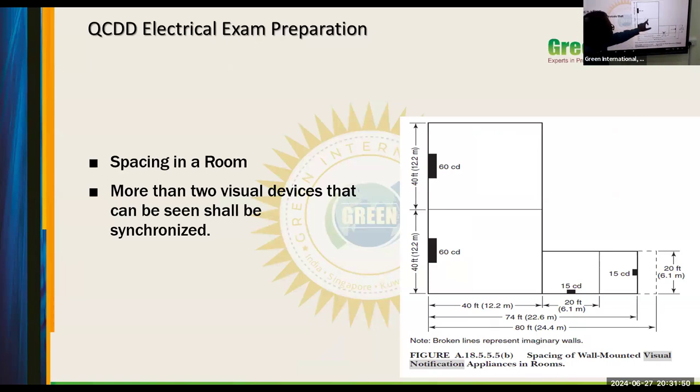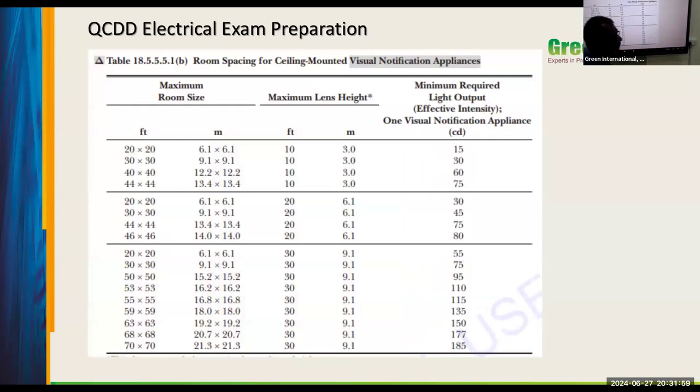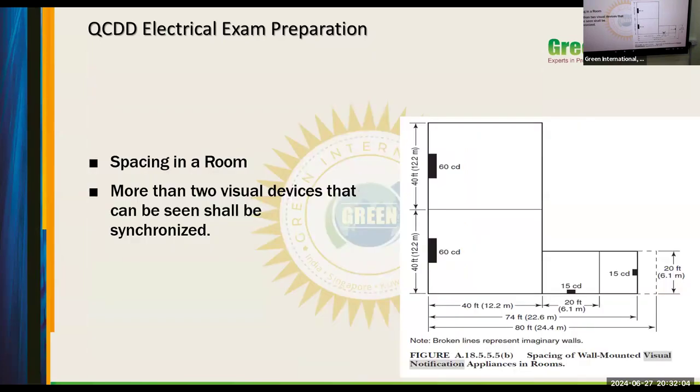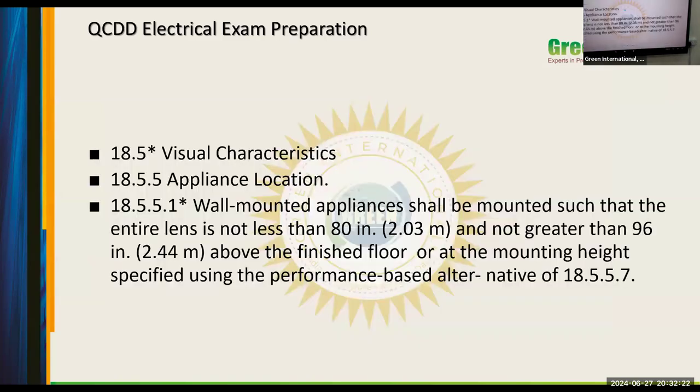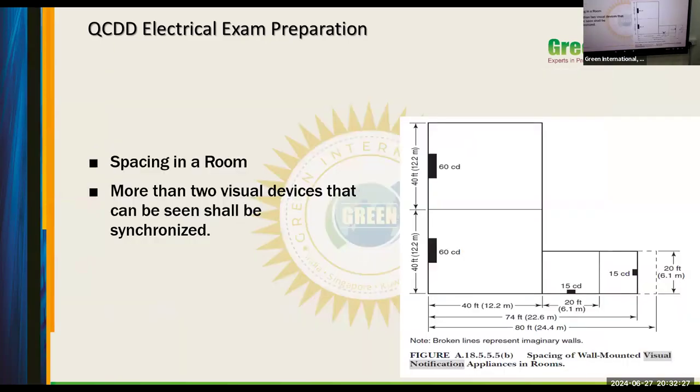This is 40 feet, here 40 feet. So 40 feet by 40 feet, we have one room. So we just take this one. For 40 by 40, we have 60 candela for 1. Okay. So the room size is 40 by 40. That's why we are using 60 candela for 1. Suppose if you are using 4, it is 15 each, because in the previous table they mentioned 15. So 15, 15, 15.